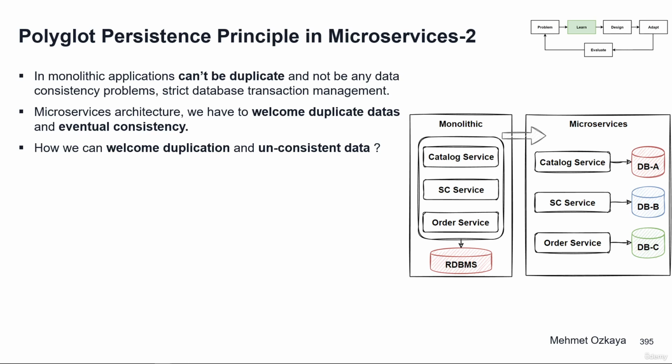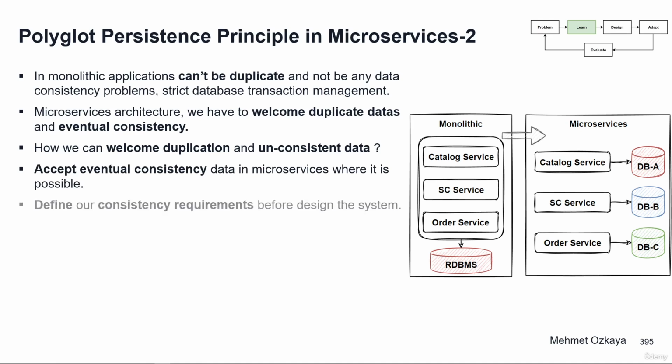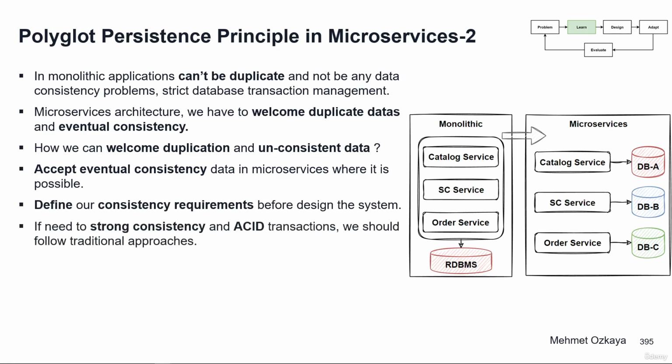So, how can we welcome duplication and inconsistent data? First of all, we should accept eventual consistency in our microservices where it is possible. And we should define our consistency requirements before designing the system. If we need strong consistency and ACID transactions, we should follow traditional approaches. But except for these conditional requirements, we should always try to follow eventual consistency in microservices.